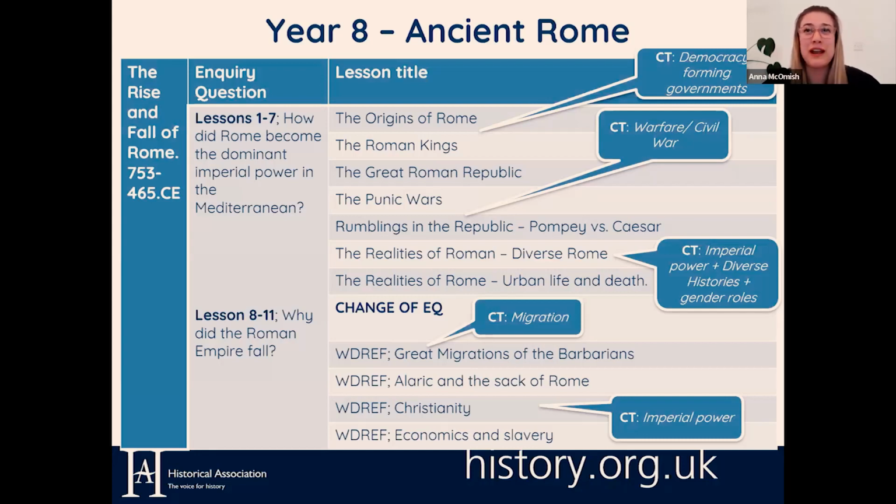Like the Punic Wars is great. I defy anyone to teach Hannibal going over the Alps with elephants and not get some kids interested in that. It is genuinely brilliant. We have lessons on that in Carthage as well. Brilliant source work to do with it too. Rumblings in the Republic, which is what I thought was a really jazzy way to describe Pompey and Caesar going for each other.